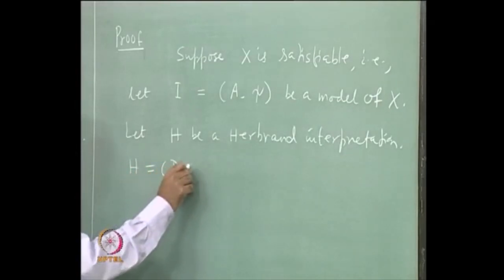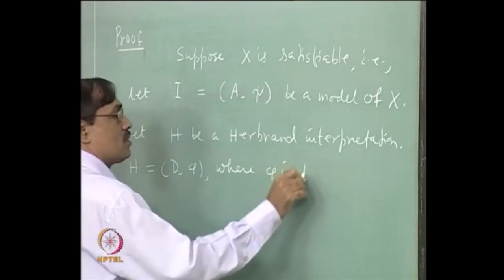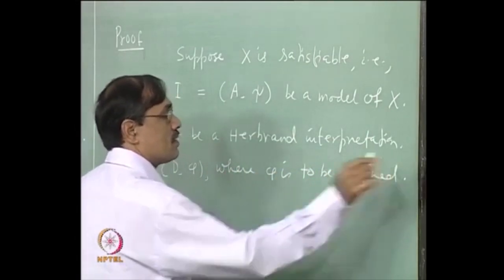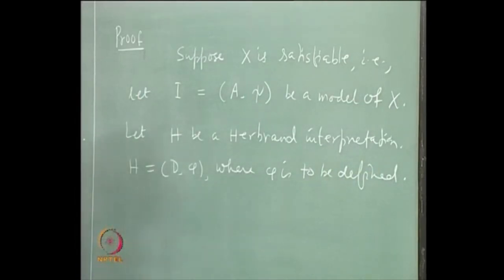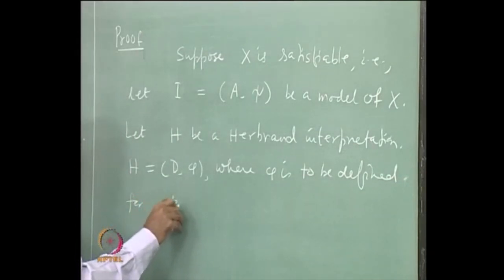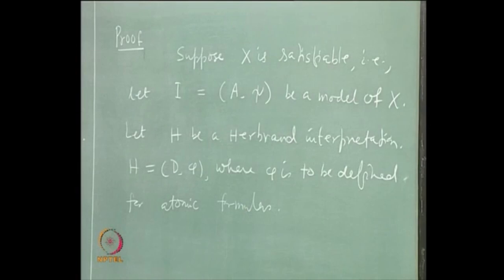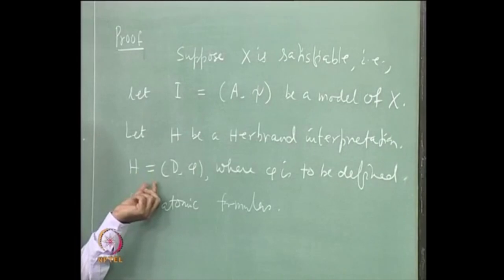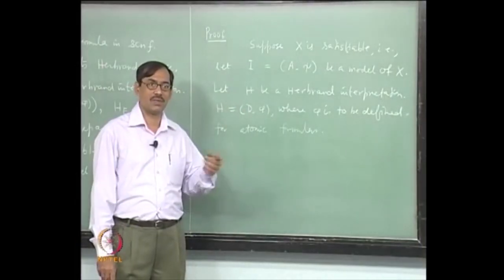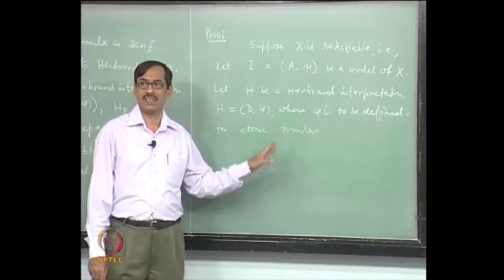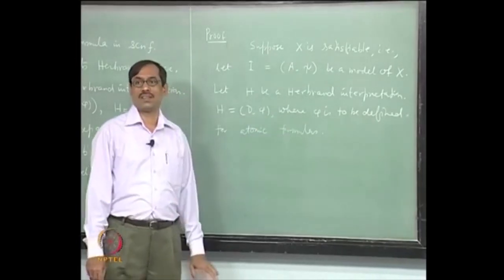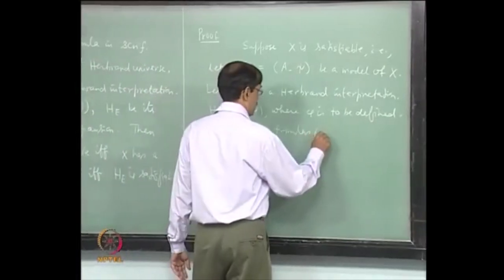So H equal to, let us write D phi, where phi is to be defined, right, defined for atomic formulas. Okay, only for the atomic formulas. And moreover, in those atomic formulas there is no variable also, only closed terms can appear there, right, because that is how this phi will be over this D, D is having only closed terms now. So once you have some p, p of t1 to tn and so on, all these t1 to tn are closed terms, there is no variable in it, right. So this phi is to be determined only for those formulas, okay. So you may write atomic formulas without variables.